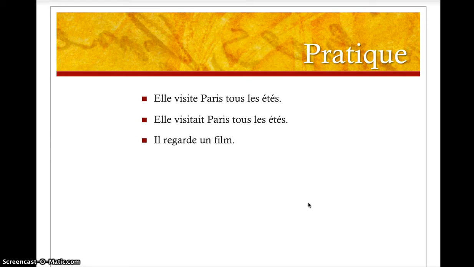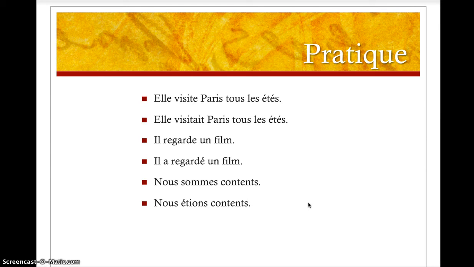Il regarde un film. He watches a film. Il a regardé un film. He watched a film. Nous sommes contents. We're happy. Nous étions contents. We were happy. Elle nage dans la mer. Hier is your clue. Hier, elle a nagé dans la mer.